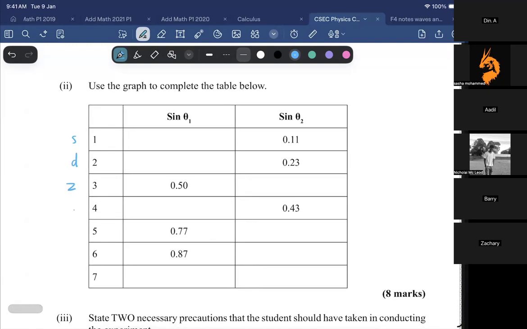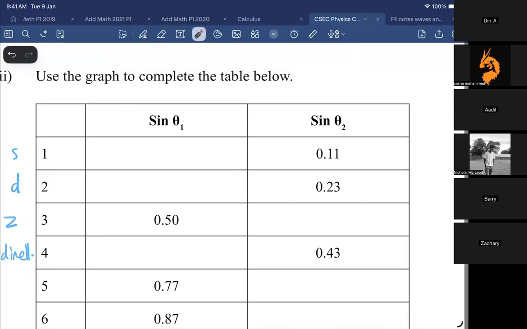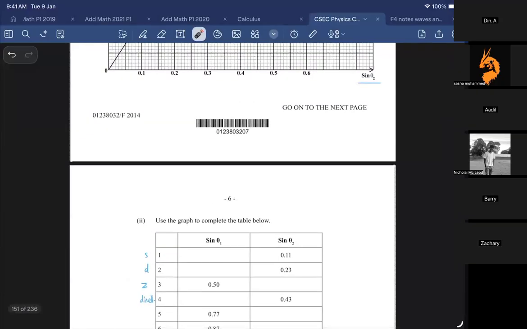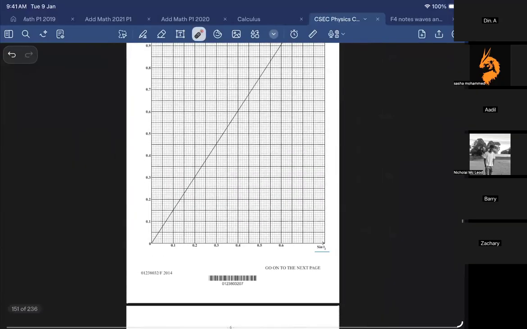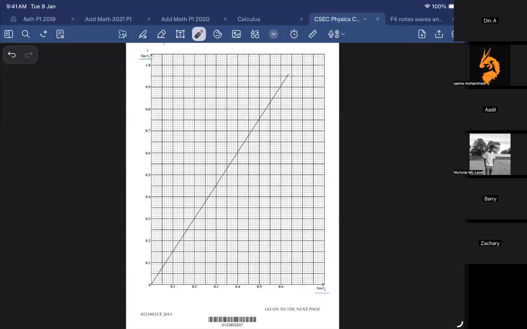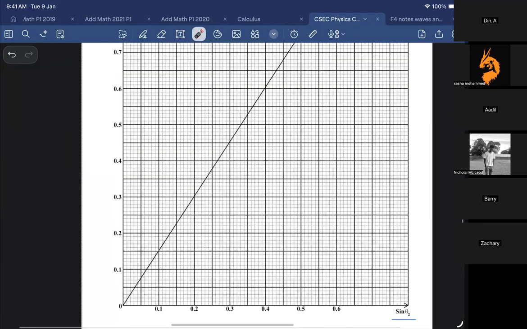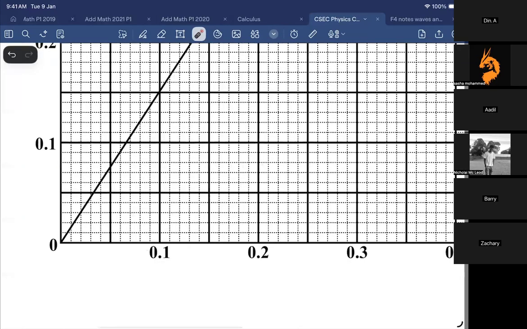Danelle, you gotta help me with the fourth one. This is really easy though, I promise. So Sasha, we don't know what the sine theta 1 value is, but we know what the sine theta 2 value is, 0.11. Now tell me, sine theta 2, does that look like it's on the x-axis or the y-axis? Yes, sine theta 2 is on the x-axis. So we need to locate 0.11 there.